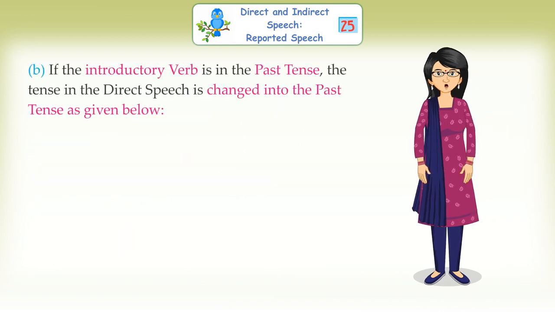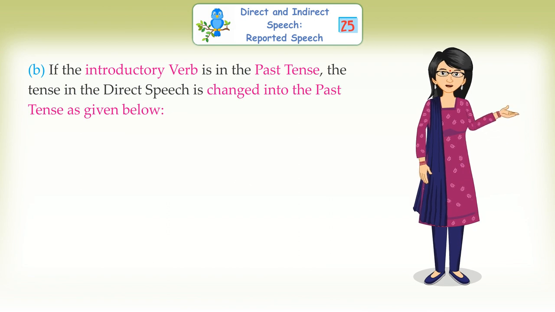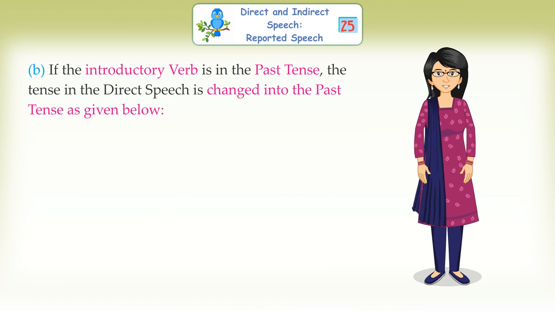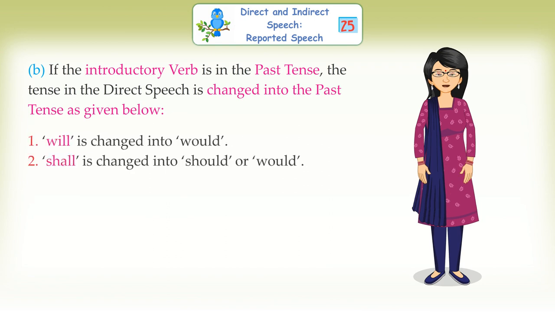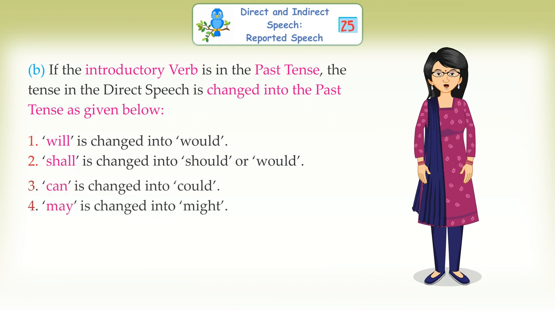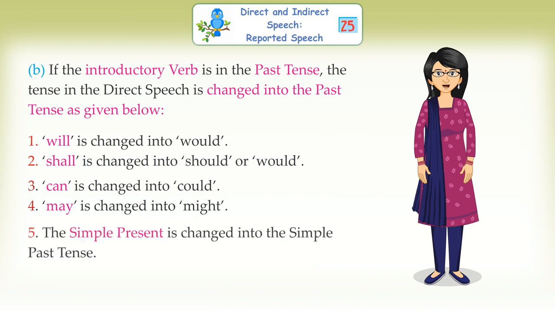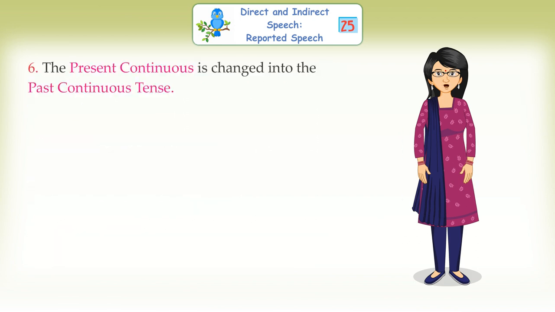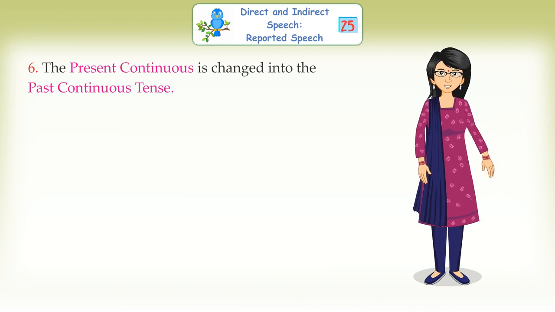If the introductory verb is in the past tense, the tense in the direct speech is changed into the past tense as given below. Will is changed into would. Shall is changed into should or would. Can is changed into could. May is changed into might. The simple present is changed into the simple past tense. The present continuous is changed into the past continuous tense.